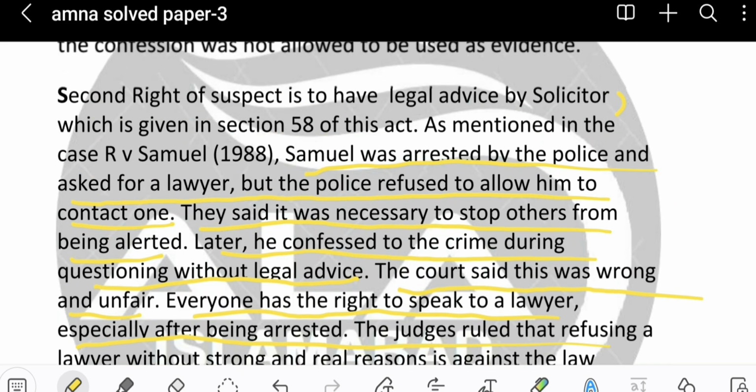So from here to here, we have discussed the case of R v Samuel 1988. In this whole case, you have seen that Samuel was not given the right to have legal advice from a solicitor or any lawyer. That's the reason the evidence given by Samuel was not accepted by the judges. Instead, the judges said that the police did not follow section 58 of this act, the PACE Act. That's the reason the court said the police had disobeyed and did not follow this act.